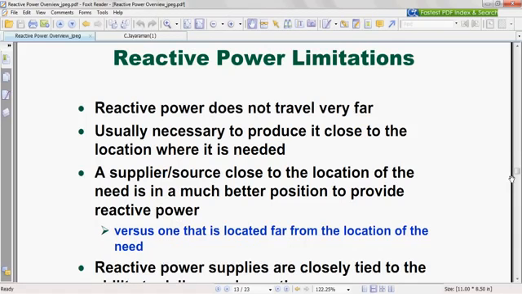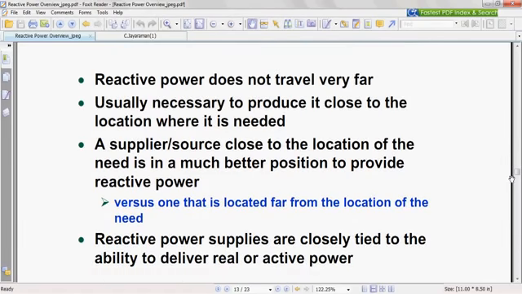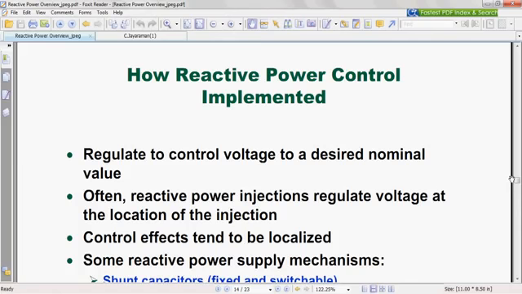Now have a look at the limitations of reactive power. There are several limitations. Reactive power does not travel very far. You have to generate it at the point of use, and usually it is necessary to locate the source close to where it is needed. Then, reactive power supply is very closely tied to the ability to deliver real power. This is a very important point.